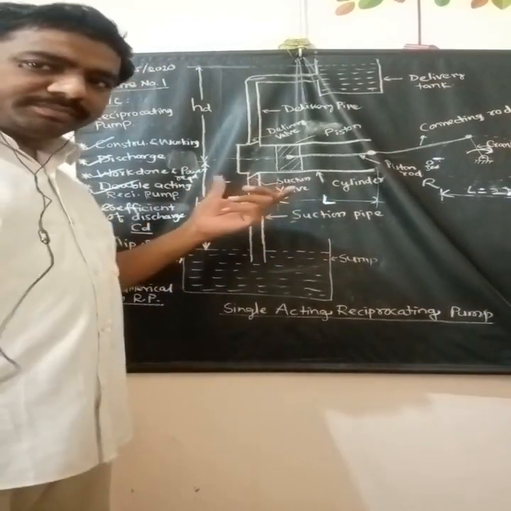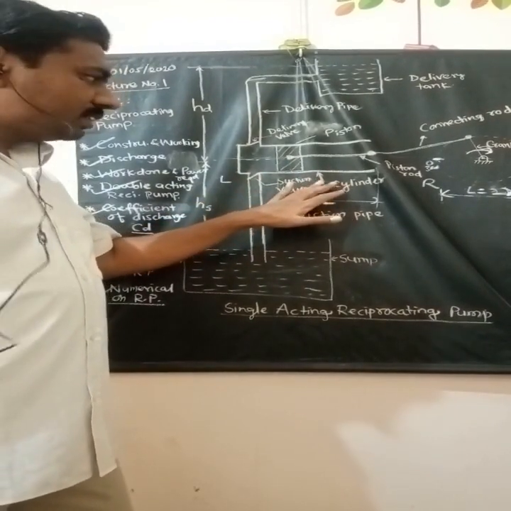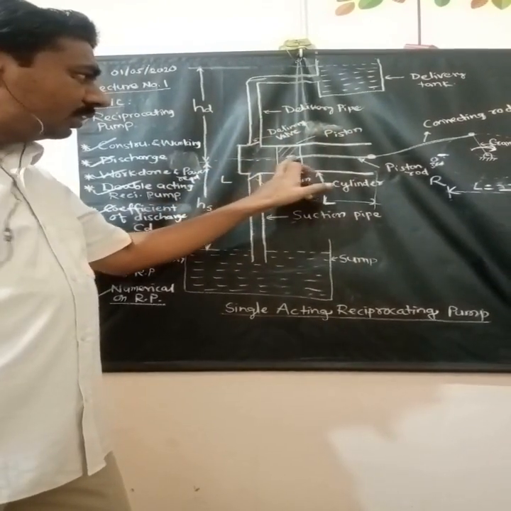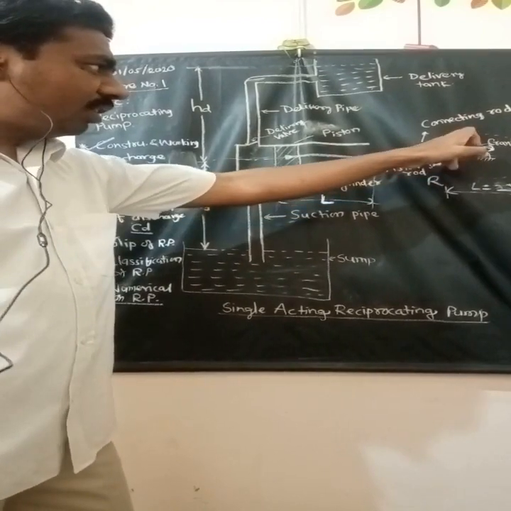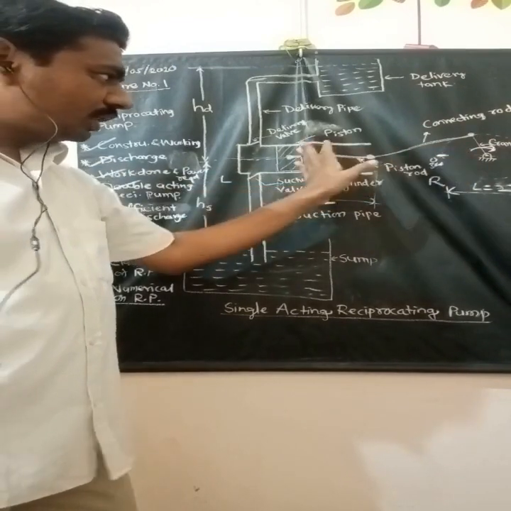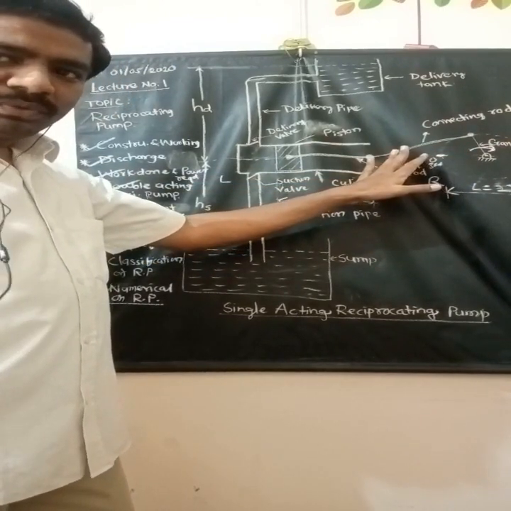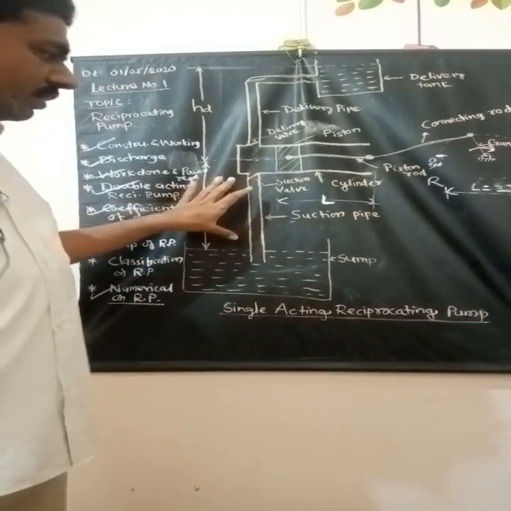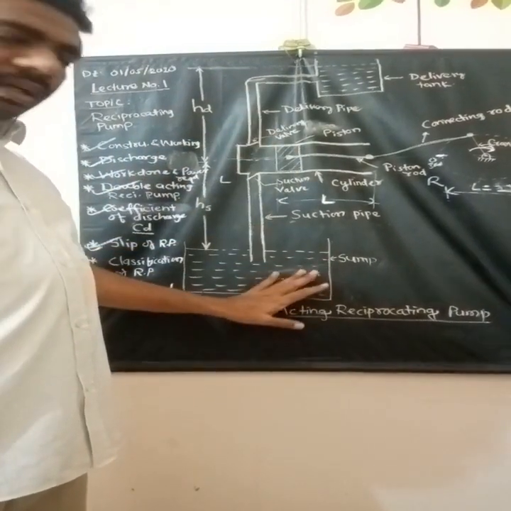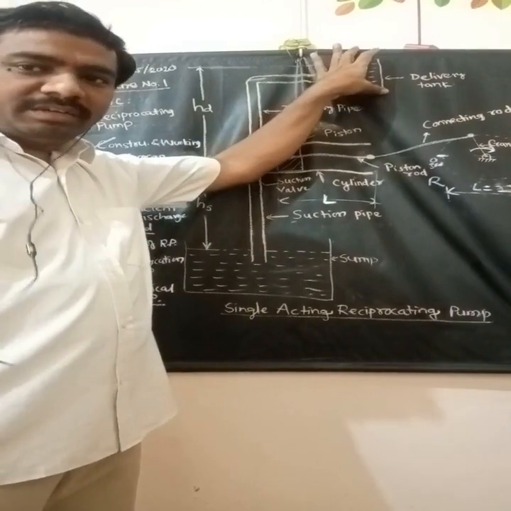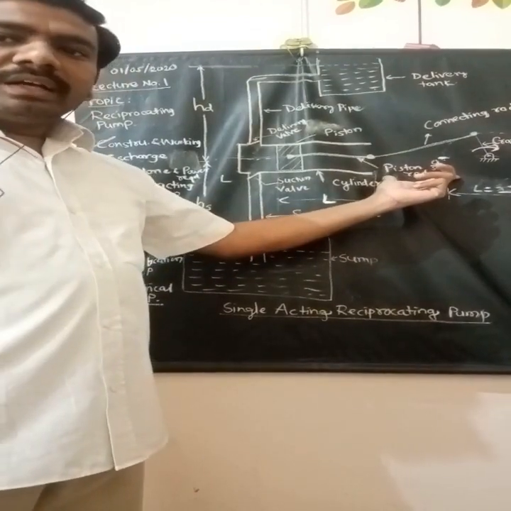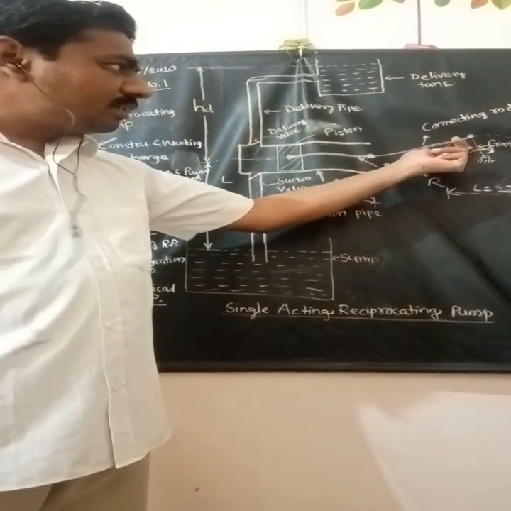That you can observe here. As far as the construction is concerned, it has the cylinder, the piston, a piston rod, a connecting rod and the crank. Here the crank and the connecting rod are attached to the piston rod of this cylinder. Then it consists of the suction pipe, the suction valve, delivery pipe, the delivery valve, a sump, as well as the delivery tank where the fluid is going to be delivered. In the case of the reciprocating pump, there is a slider crank mechanism.